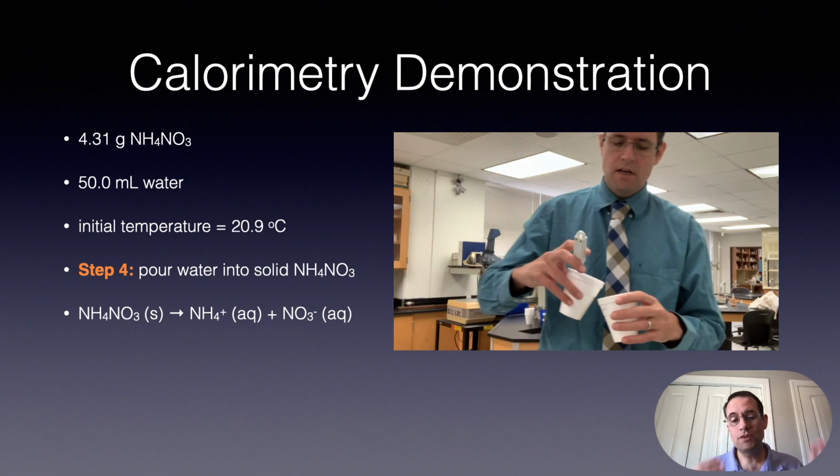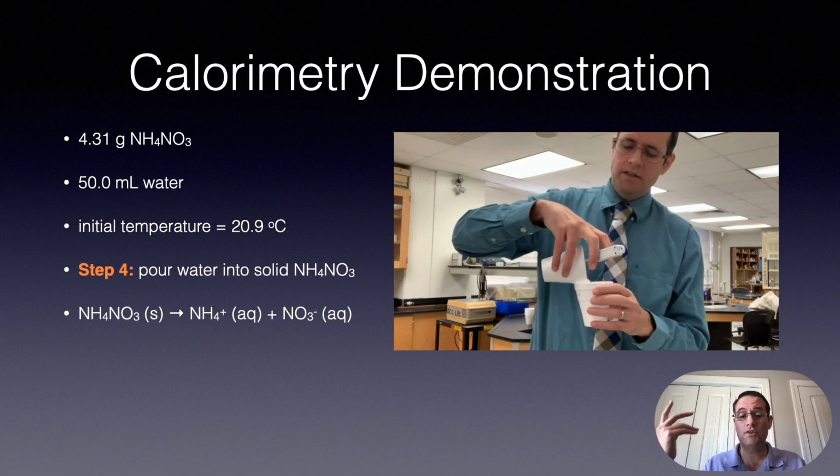Now, what we're gonna do is mix these chemicals. When these two mix, ammonium nitrate is going to dissolve in water. When that happens, the crystalline lattice is broken apart. You form individual ions, right, that are surrounded by water molecules. And this is a dissolution reaction or a dissolving reaction, and there's generally heat associated with this change.